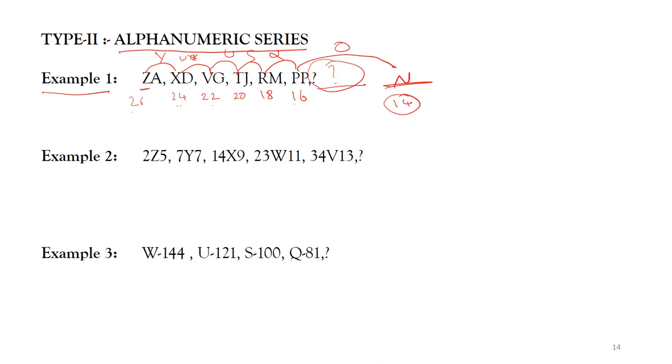The letter associated with 14 is N. Okay, I got the first term of the series. Now coming to the second term: A, B, C, D, D, E, F, G. So there is a two letter gap. G, H, I, J, J, K, L, M, M, N, O, P, Q, R, S. So NS is my answer.